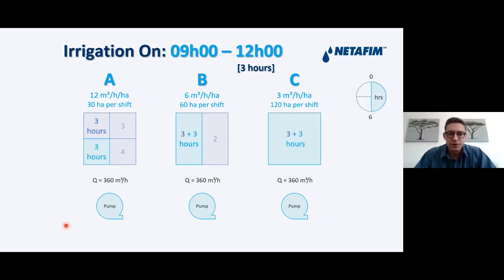So if we continue throughout the day, on farm A, we are already in our 2nd shift. On farm B, we are still busy with shift number 1. And on farm C, we are also still busy with shift number 1.